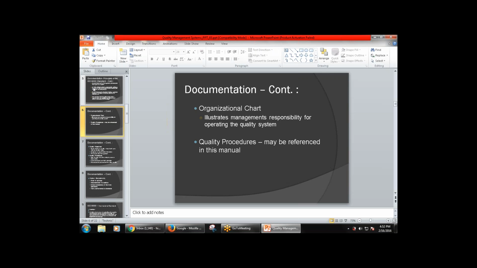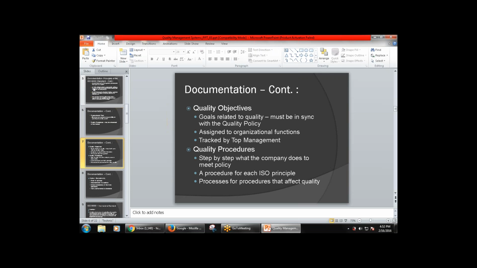Then there are two parts. One is the organizational chart that illustrates the management responsibility for operating the quality systems. And there are quality procedures that are referenced in this manual. And there are the various quality objectives, which are a part of the quality objectives and the quality procedures.